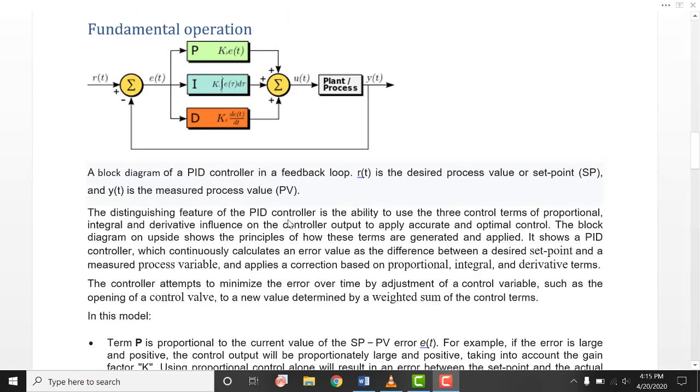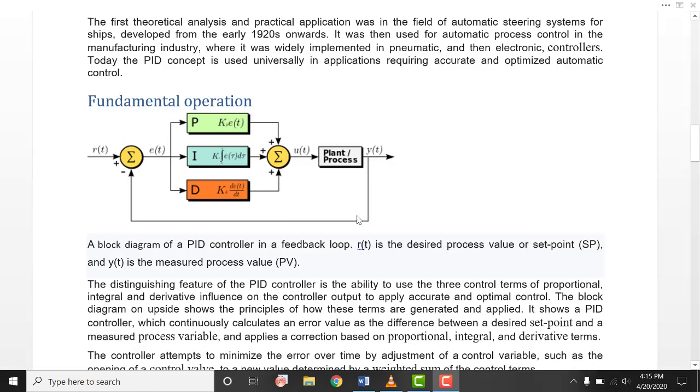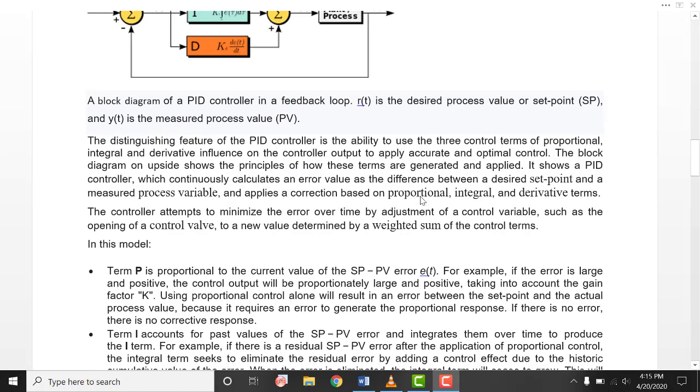Now this won't work in the situation where our output value becomes more than the set point. In that situation, the proportional difference will become a negative value, so that value will have to be reversed. In that situation, it will not work. Then at that point, our integral mode will come into action.